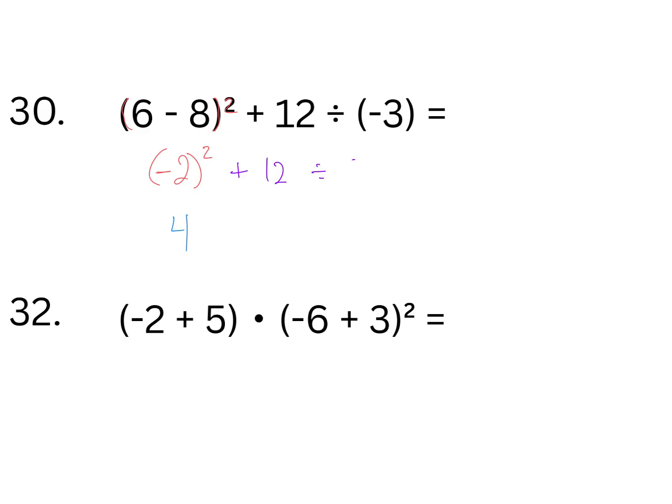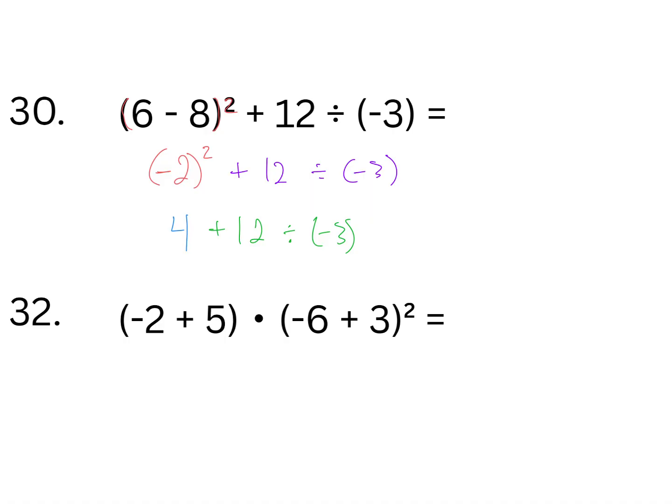Plus 12 divided by -3. So now we did all this, and then we can do 12 divided by -3. And you know what? I'm going to go ahead and write down what we've got, just so that you feel like we've got it in order. So we did parentheses right here. We did our exponent right here.